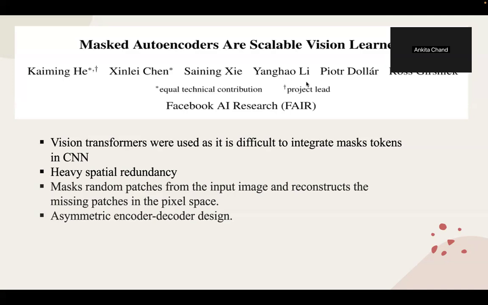Also, another thing to note here is that images have very high spatial redundancy. This means that we need to mask images with a very high masking ratio, unlike what we do in language modeling, where the masking ratio is low, like only 10 to 15%. This is because if we keep the masking ratio low here, then no learning will actually be done. Also, the encoder and decoder networks used here are asymmetrical in design. Now, we will look further into the architectural details of it.